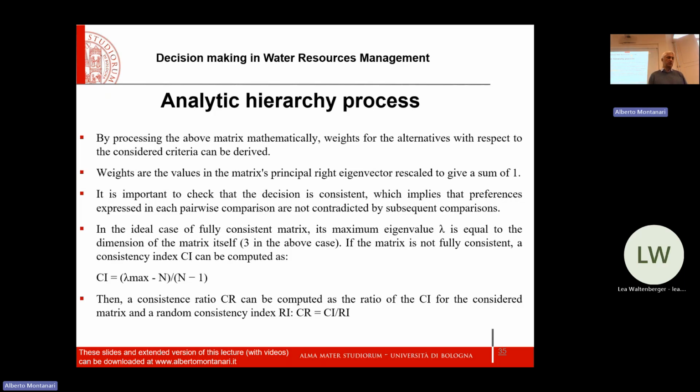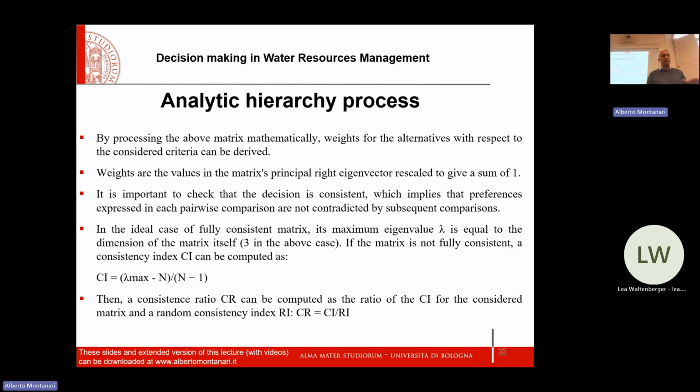And it should be, or let me see. No, it's 4. Sorry, it should be 4 here. Okay, so the eigenvalue should be equal to the dimension of the matrix. So let's compute this quantity here called the CI. You get the max eigenvalue minus the dimension of the matrix. And this is a measure of inconsistency, because it's the difference between the theoretical value and the real value of the eigenvalue.